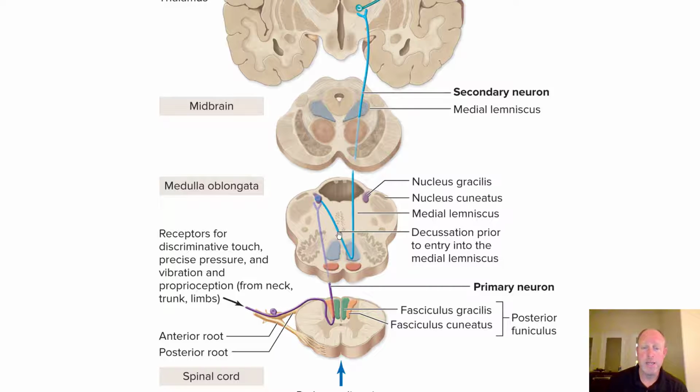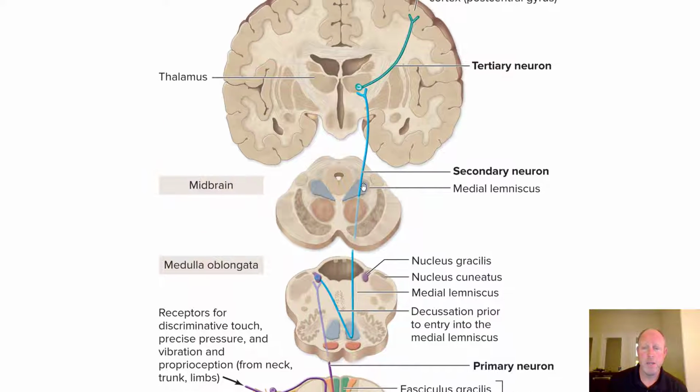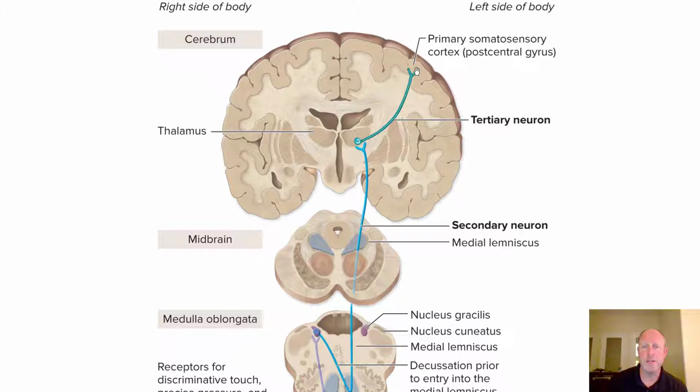Then we have the nucleus gracilis here, nucleus cuneatus, the medial lemniscus, and decussation prior to entry into the medial lemniscus here, and it's going to travel up toward the midbrain. Here we have the secondary neuron, the medial lemniscus, up into that thalamic region here, and the tertiary neuron then taking it to the primary somatosensory cortex, the postcentral gyrus of the cerebrum.